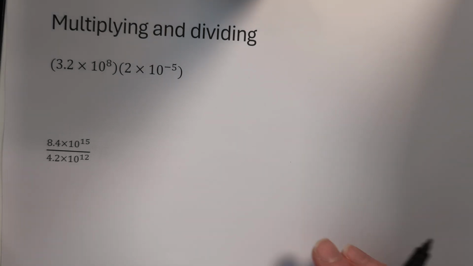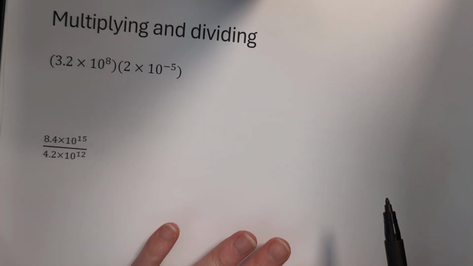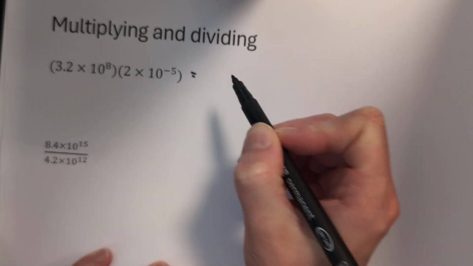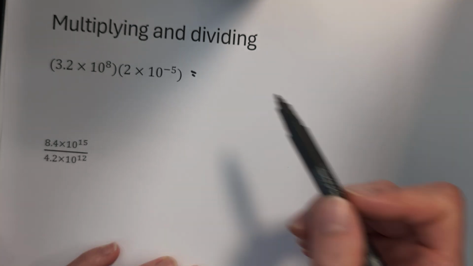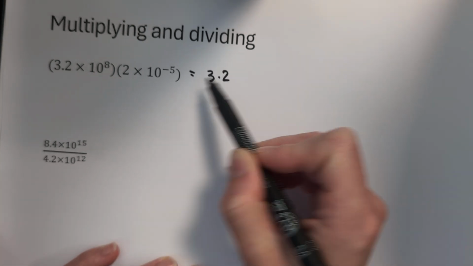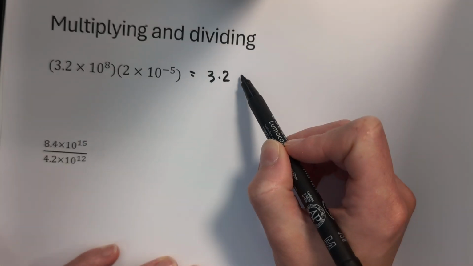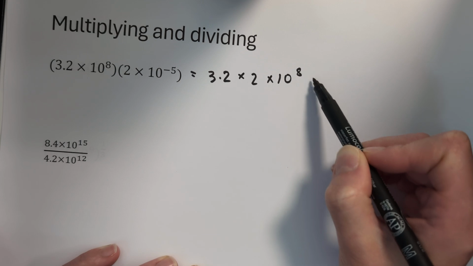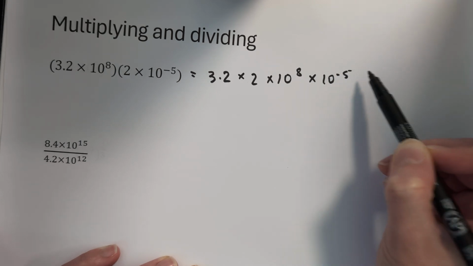Multiplying and dividing in scientific notation is quite easy because this is just all different ways of multiplying. So we can regroup it and change the order thanks to the associative and commutative properties. 3.2, you don't need to write out all these different things. That's 3.2 times 2. I'll write it this way to make it really clear. Times 10 to the 8th times 10 to the negative 5th.